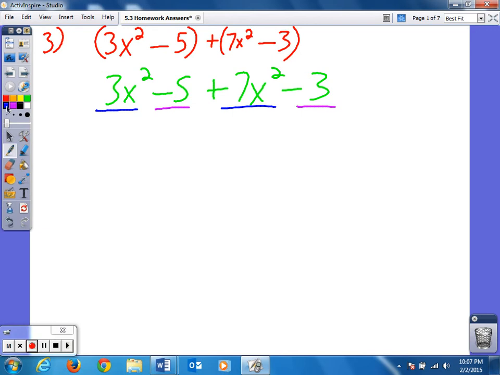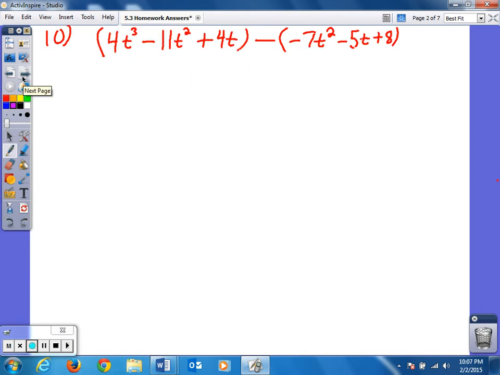So let's first combine the terms with an x squared. 3x squared plus 7x squared is 10x squared. Then the other terms, negative 5 and negative 3 together make negative 8.